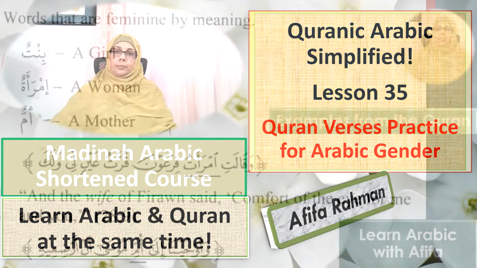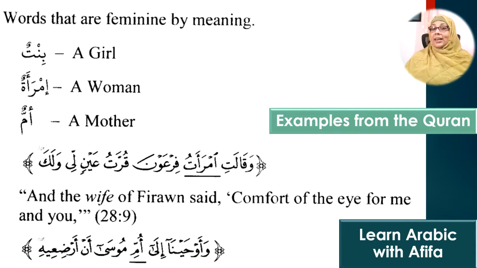Bismillahirrahmanirrahim. Okay, so in the last lesson, I covered with you that certain words are feminine by meaning. For example, bintun means a girl, imra'atun means a woman, and ummun means a mother. So let's examine this verse here.